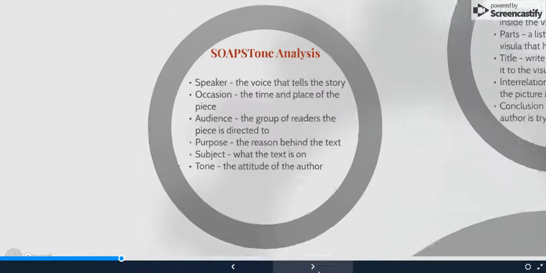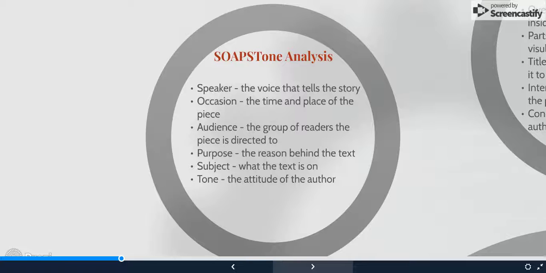All right, next slide. SOAPs, tone analysis. SOAPs is a really easy way to evaluate how the writer is writing and how they're being effective in their writing. SOAPs spells out and tone. Speaker: what is the voice of the story and how is the story being told? Occasion: the time and the place of the piece. How is that affecting the way they're writing? So how is that affecting the way they look at gender or money or time period or anything like that?